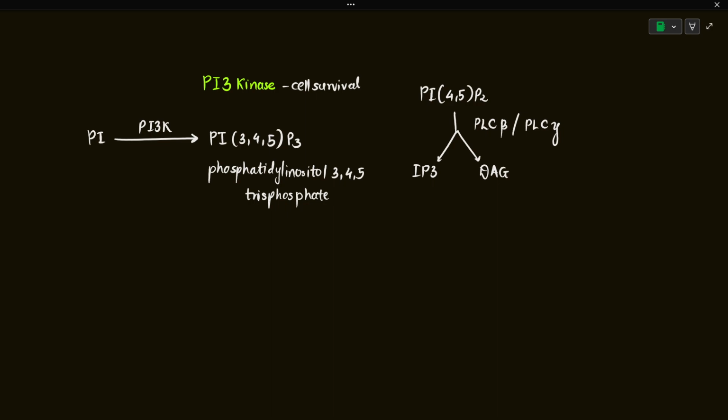We are only going to learn how PI3 kinase phosphorylates phosphatidylinositol, resulting in the formation of PIP3, and how PIP3 is going to result in the activation of certain molecules which are crucial for cell survival.